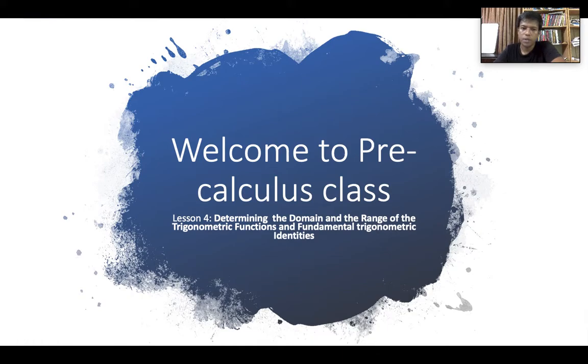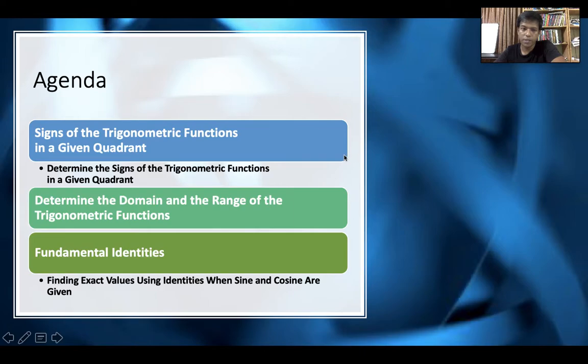This is our lesson 4, determining the domain and range of the trigonometric functions and fundamental trigonometric identities. Let's look at the agenda. Signs of trigonometric functions in a given quadrant, the concept and practice work, then determining the domain and range of the trigonometric function, fundamental identities, and how to use them to find the exact value.